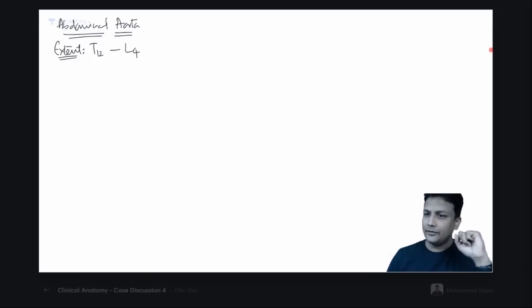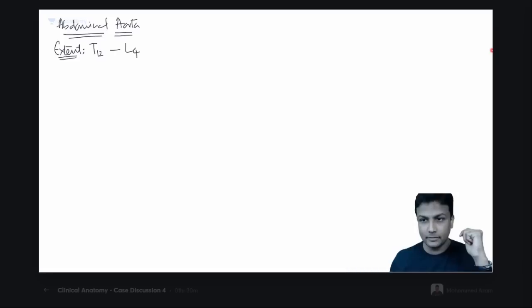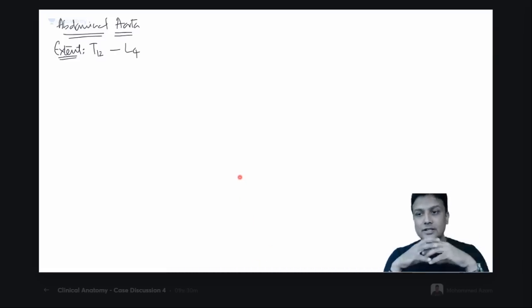Now, if it is starting from T12 to L4, what are the branches given by abdominal aorta? Abdominal aorta ki branches kya hoti hain? What are the branches given by abdominal aorta?